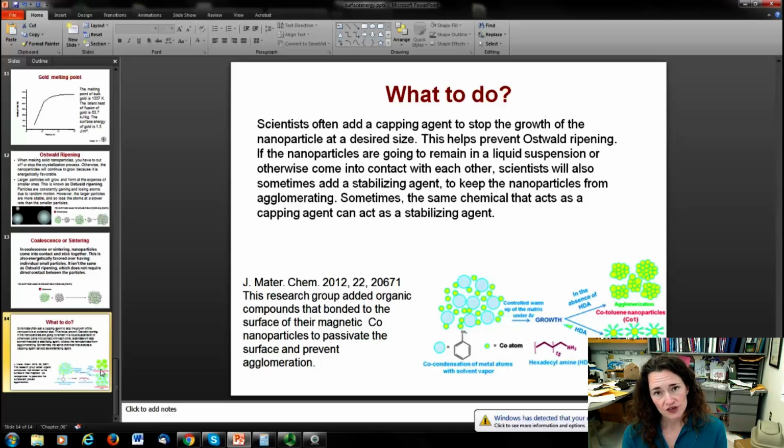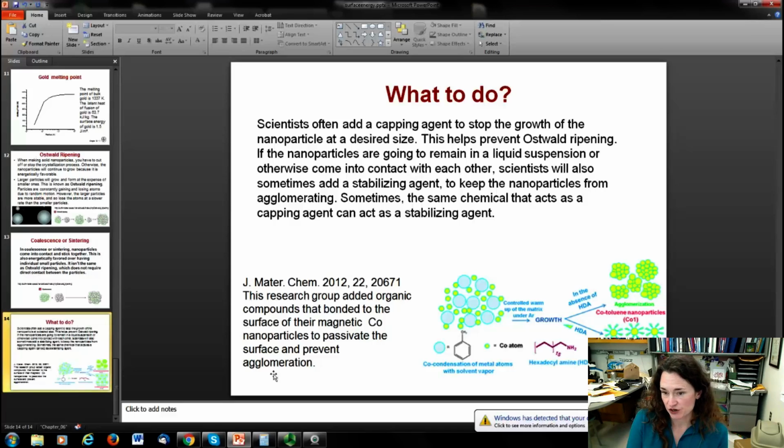Also, sometimes they'll add what's known as a stabilizing agent to prevent coalescence or sintering of the particles together. For example, especially if you're going to keep your nanoparticles in a liquid solution, the chance that one nanoparticle would run into another nanoparticle is pretty high. So they're going to bump together, and then they would tend to coalesce or stick. So lots of times the scientists, especially in liquid solution, will add a stabilizing agent so that when two particles meet and bump together, they don't stick permanently. Lots of times your capping agent can be the same thing as your stabilizing agent, and then you only need to add one chemical, and so that's good news.